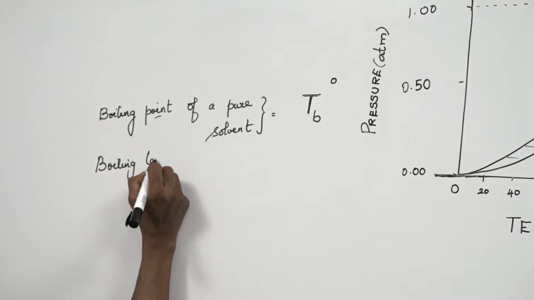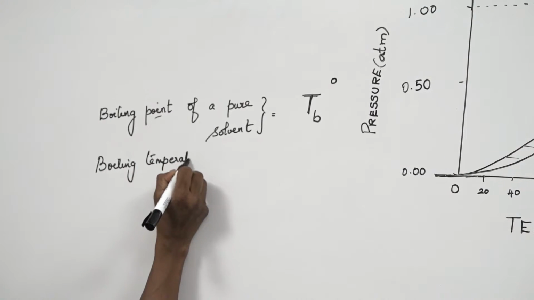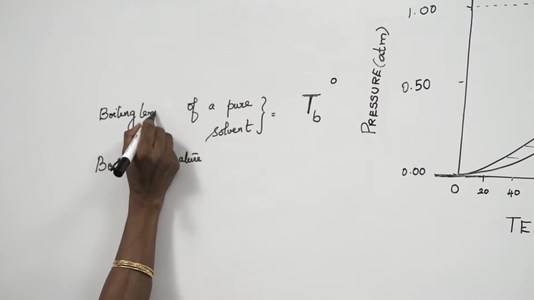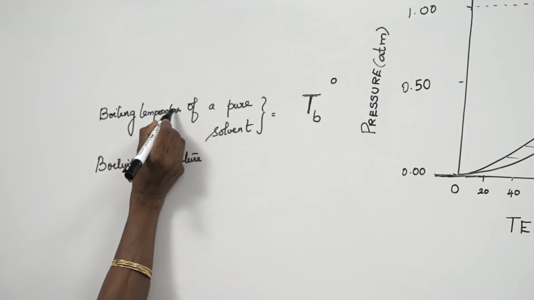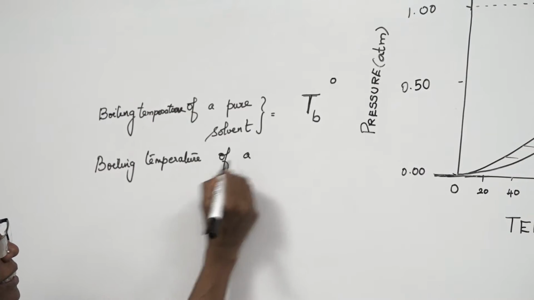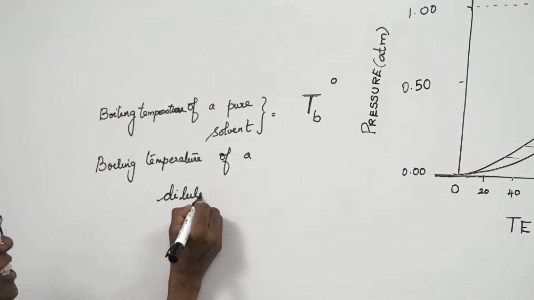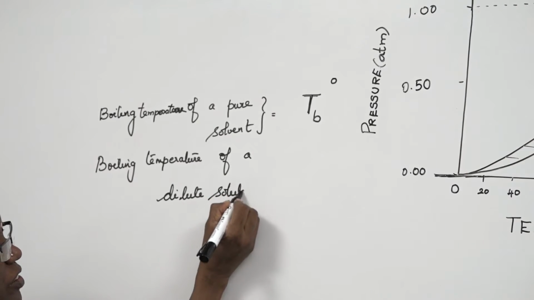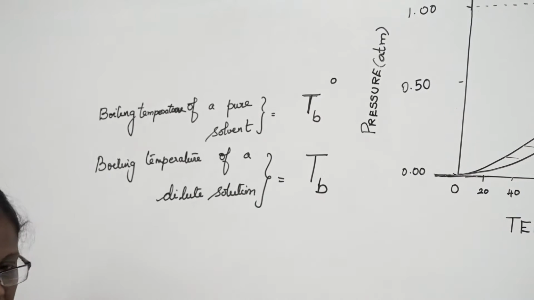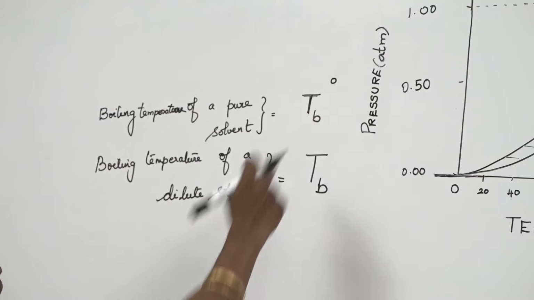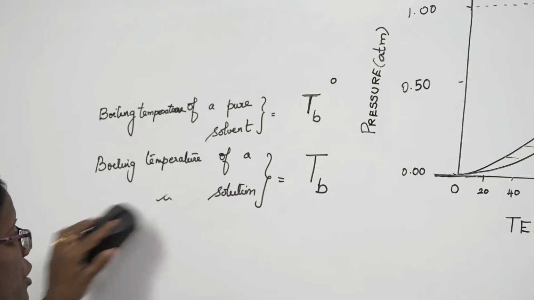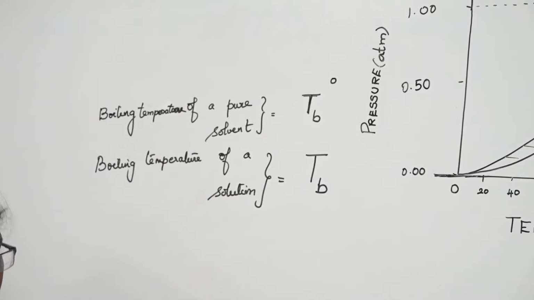Now, the boiling point, or we shall say temperature, would be more suitable. Here also we denote it as temperature. The boiling temperature of a dilute solution, or a solution, is the same boiling temperature, but we need not give the naught to it. Let us simply denote this as solution.